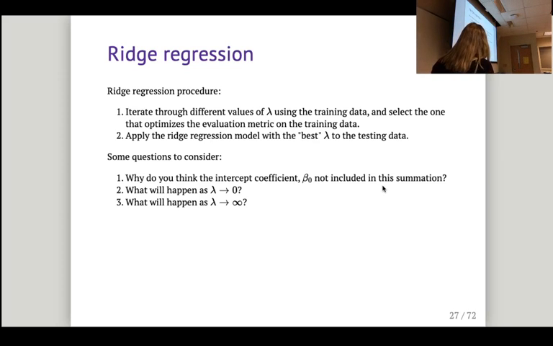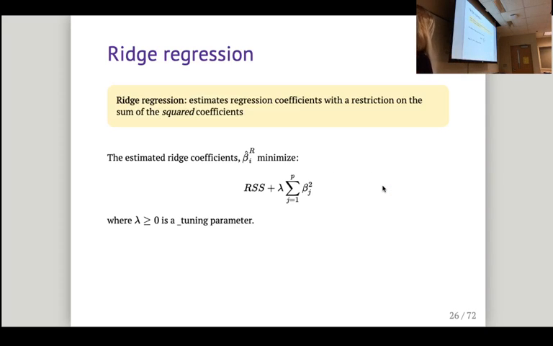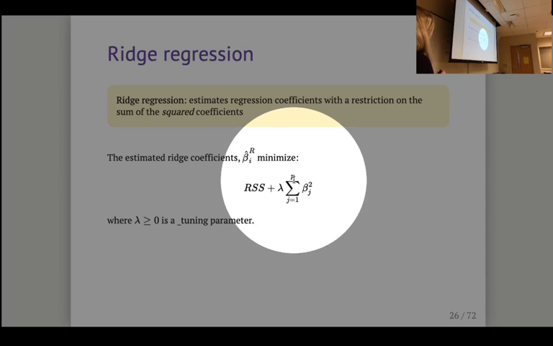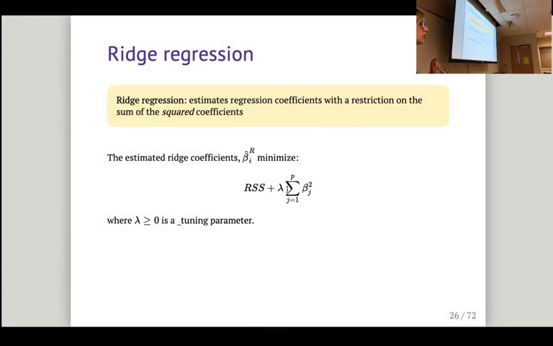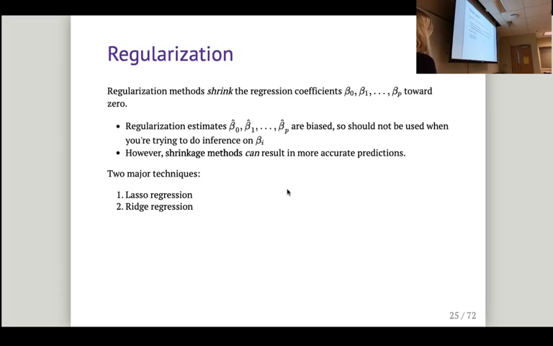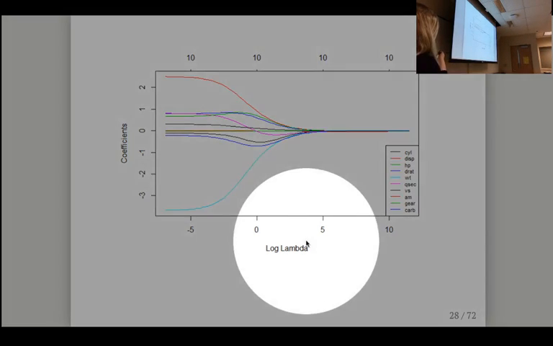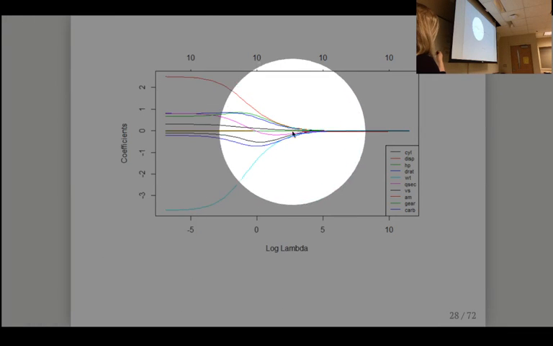What happens as lambda gets very small? Well, looking at this optimization, as lambda approaches 0, the second term in the ridge optimization function will drop out. So we'll go back to least squares regression when lambda is 0. When lambda gets very big, all of the coefficients get forced to 0.